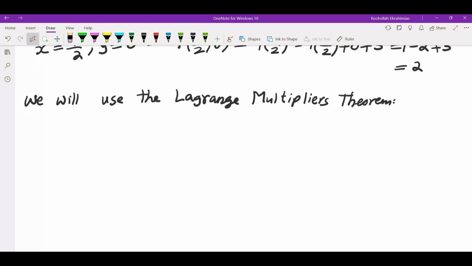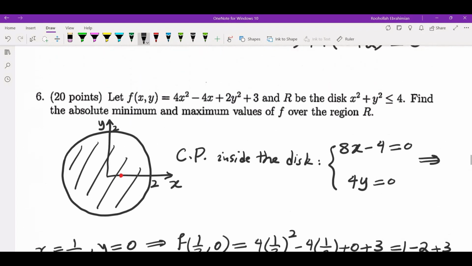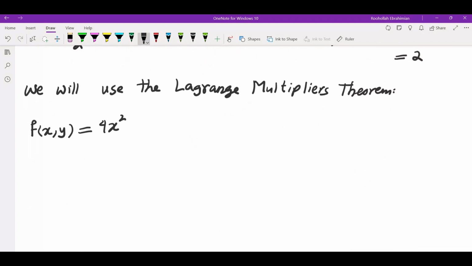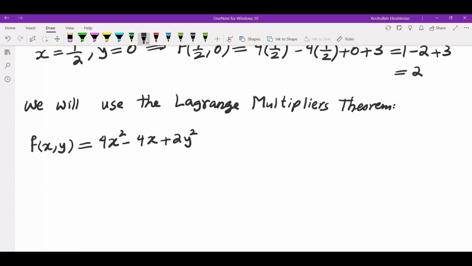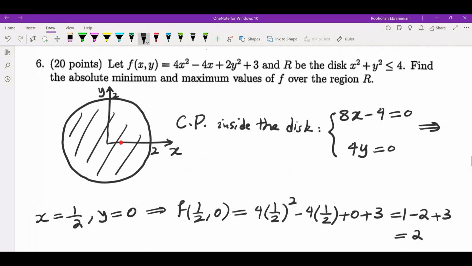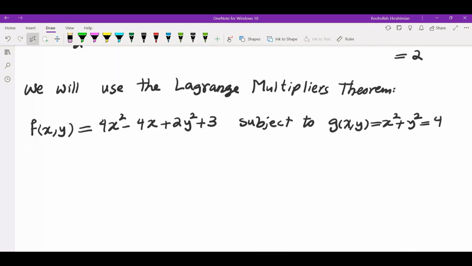Okay, so what is the given function? The given function is f of x, y equals 4x squared minus 4x plus 2y squared plus 3, subject to the boundary of that disk. I'm going to call that g of x, y, x squared plus y squared equals 4. So we are trying to find the maximum and minimum value of this function subject to the fact that x squared plus y squared equals 4.